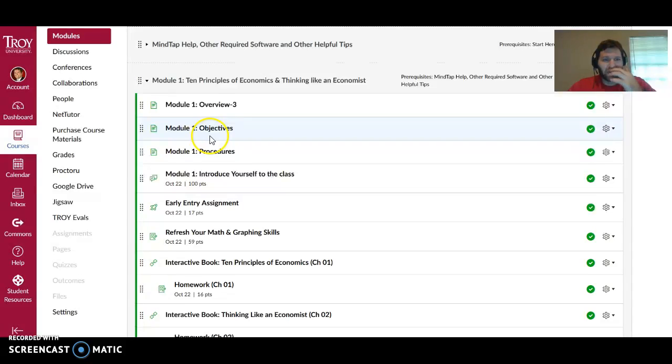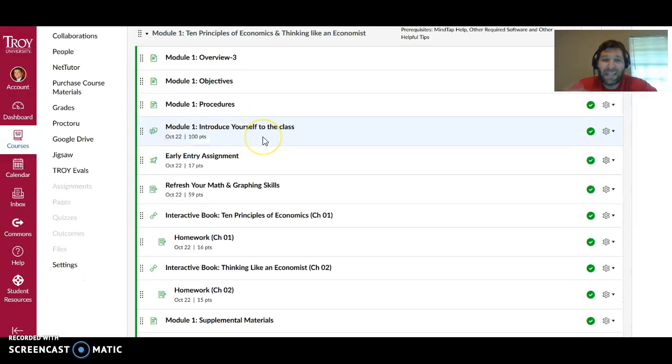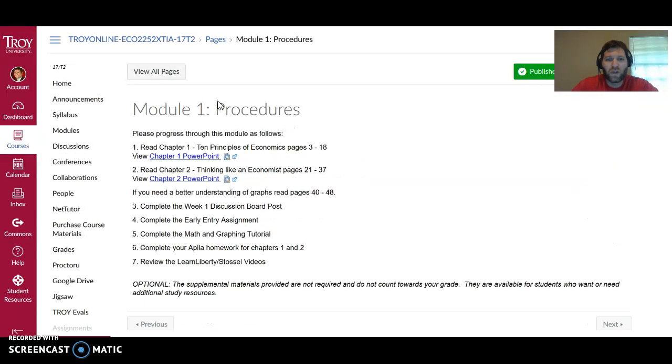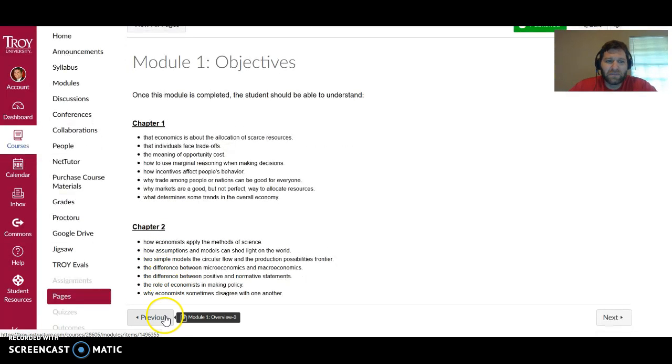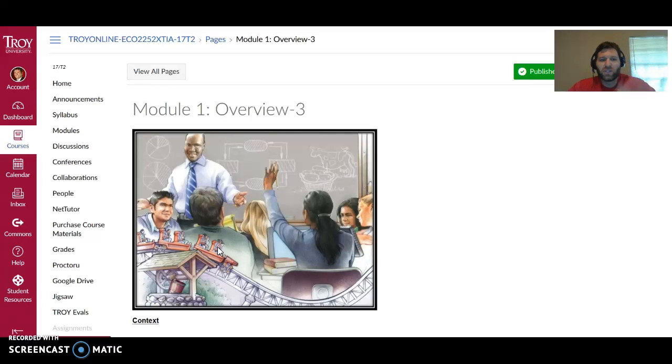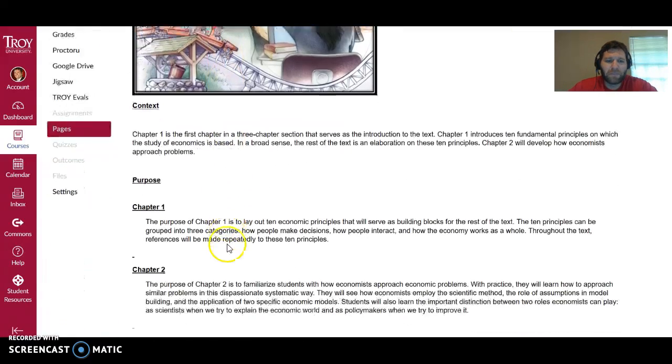So let's just go ahead and jump into module 1, and all modules are going to have the same feel. I don't know why there's a -3. Every time I try to delete it, it reappears. I don't know what's going on there. But in each module, you're going to have procedures that let you know what to do each week. Okay, so in the procedures, you can see that. The previous 2 modules tell you what to expect out of the chapters that you're going to be covering. So here are your objectives. And then your overview just gives you an overview of what to expect from each chapter.